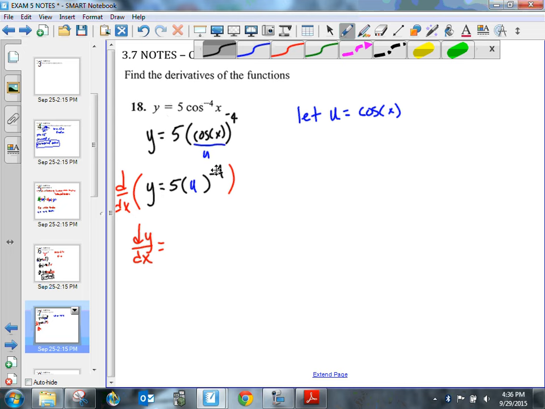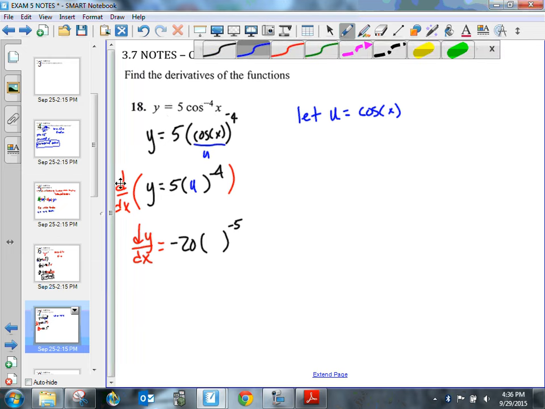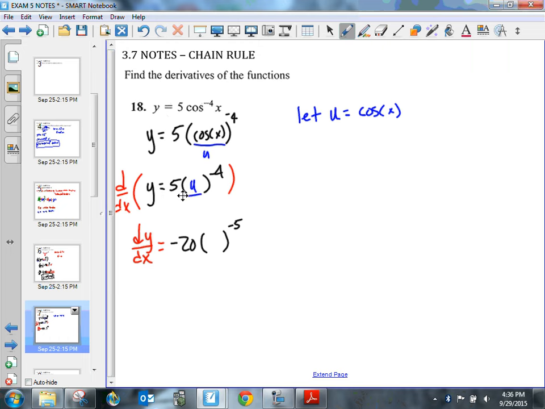I'm going to drop down the negative 4 times 5, which gives me negative 20, and then we subtract 1 so we get to the negative fifth. But when I take my derivative with respect to x, my variable in here is not x, it's u, okay? And u is a function. So I leave my inside function, but then I have to multiply by the derivative of my inside function, okay? So up here I need to find u prime, okay? And so u prime, the derivative of cosine, is negative sine of x, okay? So I have my u prime.